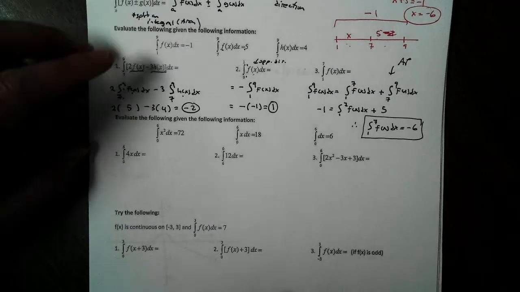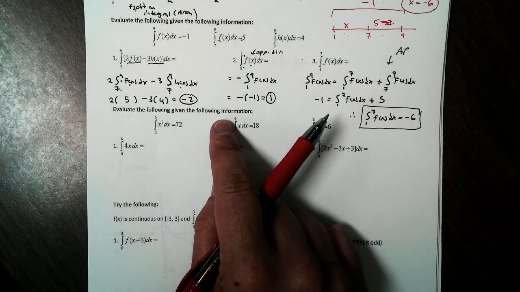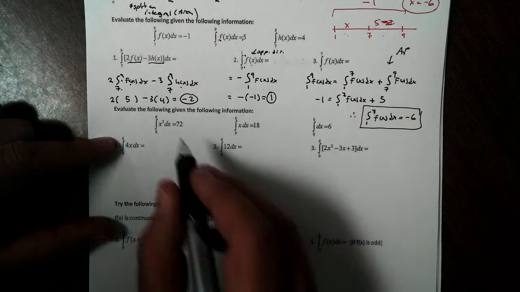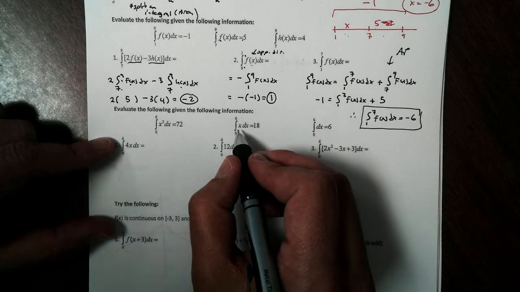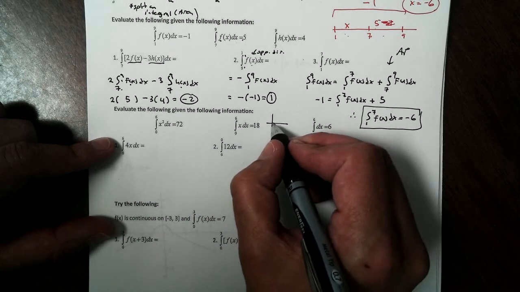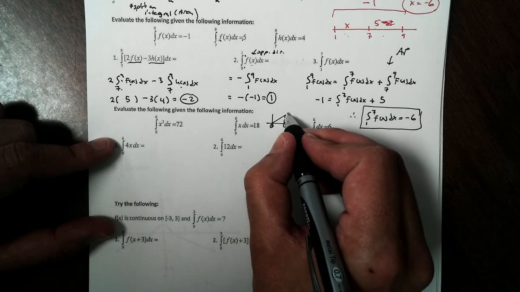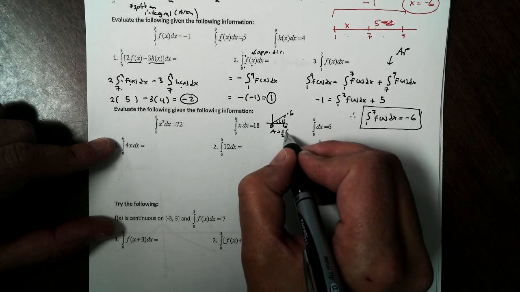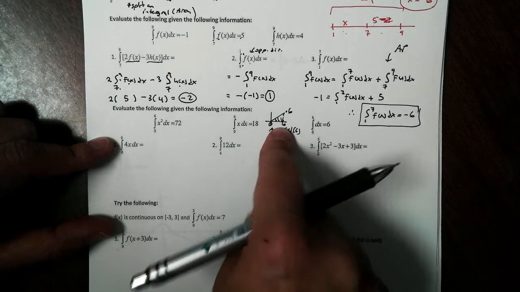So let's take a look at a couple more. We want to evaluate the following, given the following information here. They're telling us the area under this parabola from 0 to 6 is 72. The area underneath this line is 18. And we can even verify that one. Watch this. We're going to talk about this later on. From 0 to 6, what's the height here? 6. Area of a triangle. Area is 1/2 base times height, which is 18. Easy to prove. We're going to talk about that in a few moments.